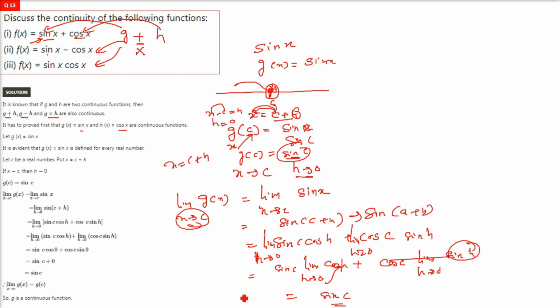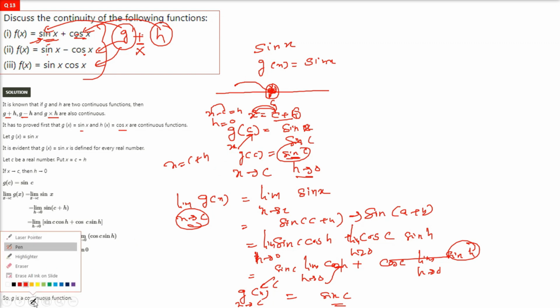So the limit when x tends to c of g(x) is sin c, and in the beginning I told you, if we can get g(c) as sin c, then it is continuous. Clear? So now this is done for sin x. The same thing we have to do for cos x. You don't have to prove sin x plus cos x is continuous or not. If sin x individually and cos x individually are shown to be continuous, then the operations plus, minus, multiplication will always be continuous, which we have seen in the theory discussion also.